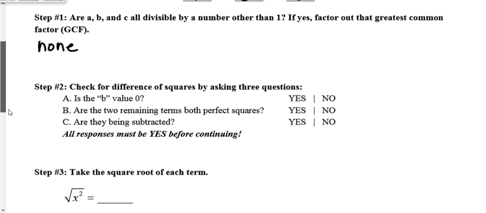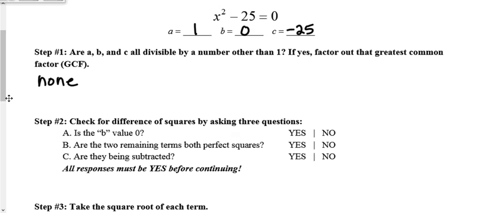So then we're going to look for this difference of squares situation with 3 questions. Is the B value 0? Yes, we already decided that. Are the 2 remaining terms both perfect squares? So is 1 a perfect square? Yeah. Is 25 a perfect square? Yes. Are they being subtracted? Yes, there is subtraction between the 2 of them. All responses must be yes before continuing. So if any of these are no, this is not the difference of squares.